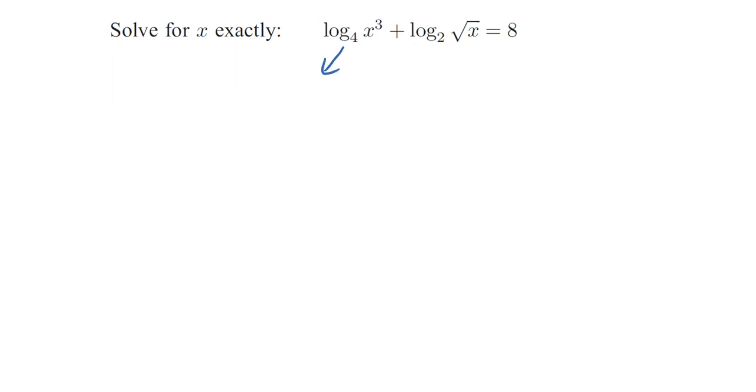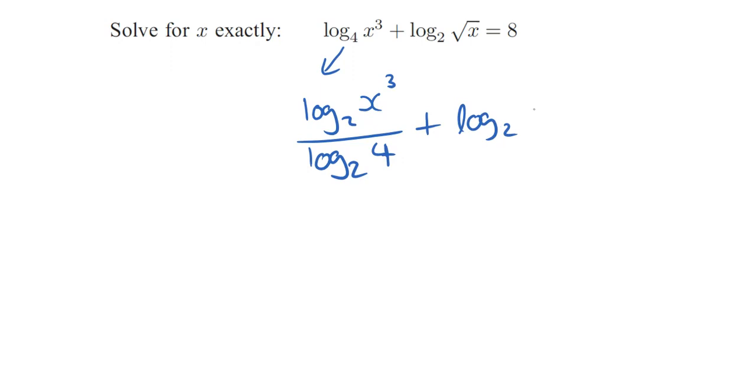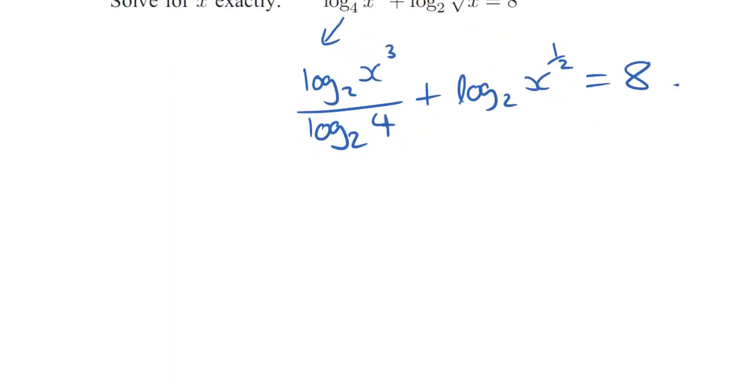So it's all about this one here, isn't it? And you'll see why I've chosen 2 in just a moment. So if I want to use that change of base rule here and rewrite that with a base of 2, it's going to be log base 2 of x cubed over log base 2 of 4, plus log base 2 of the root of x. I think I'm going to write the root of x as x to the half, is equal to 8, like that.